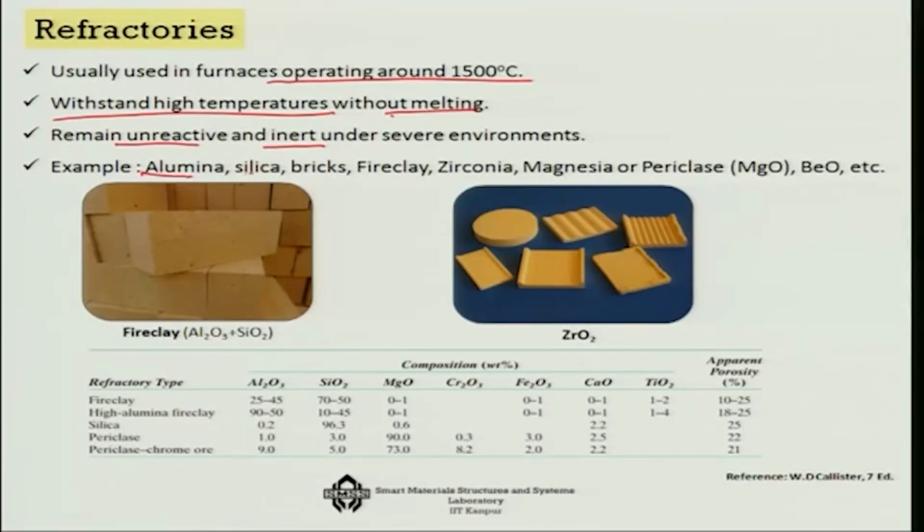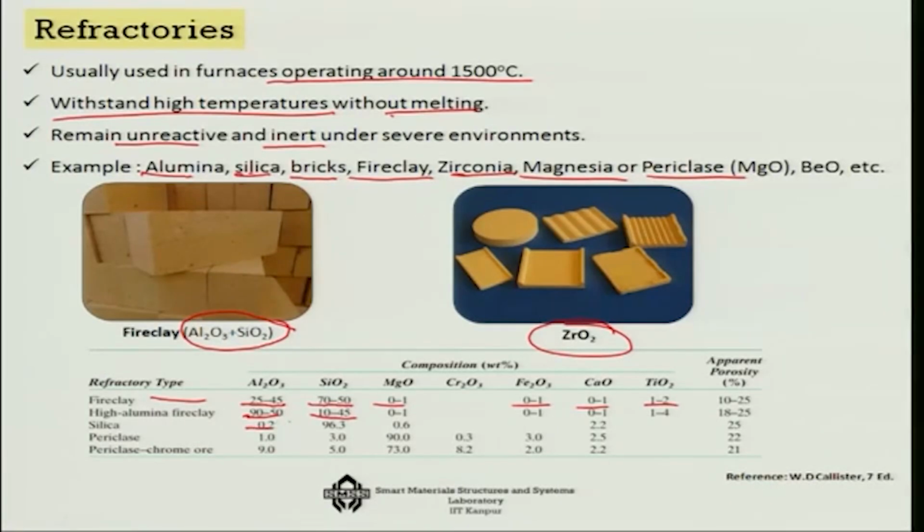There are many examples of them, like alumina, silica bricks, fire clay, zirconia, magnesia, or periclase. Fire clay is a combination of alumina and silica, and I will talk about zirconia later. If you look at the composition of fire clay, you will see that most of it is alumina, and silica is also there. In fact, silica is higher than alumina, and then magnesium oxide, a little bit of iron oxide, calcium oxide, and titanium dioxide. In high alumina fire clay, 90% is alumina, then 10 to 45 the silica may vary. Again, a little bit of magnesium oxide, iron oxide, and calcium oxide.